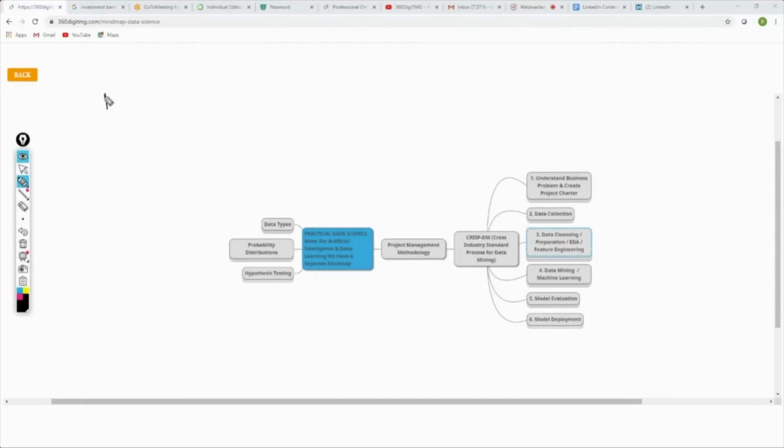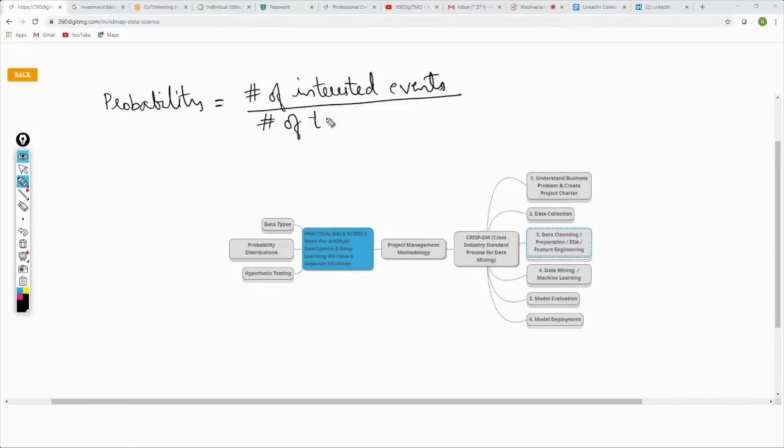Let me explain. Probability is equal to the number of interested events divided by the number of total events that you have. It is that simple. Now we will try to understand this.